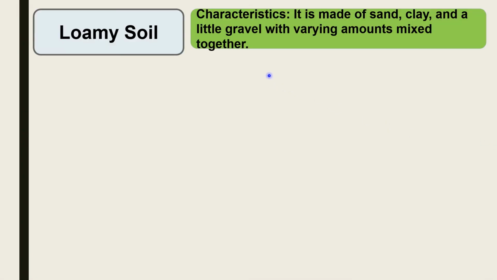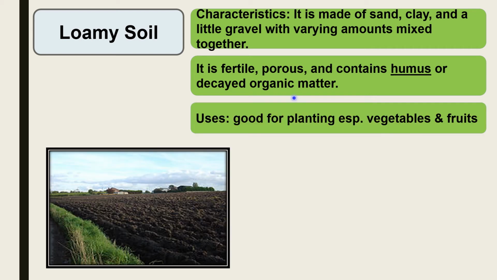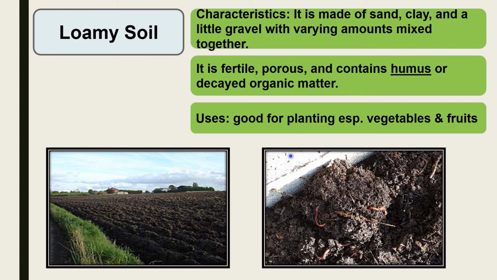So next is loamy soil. Its characteristic is that it is made of sand, clay, and a little gravel with varying amounts mixed together. It is fertile, porous, and contains humus or decayed organic matter. Tip: loamy soil is the best for planting vegetables, especially fruits.